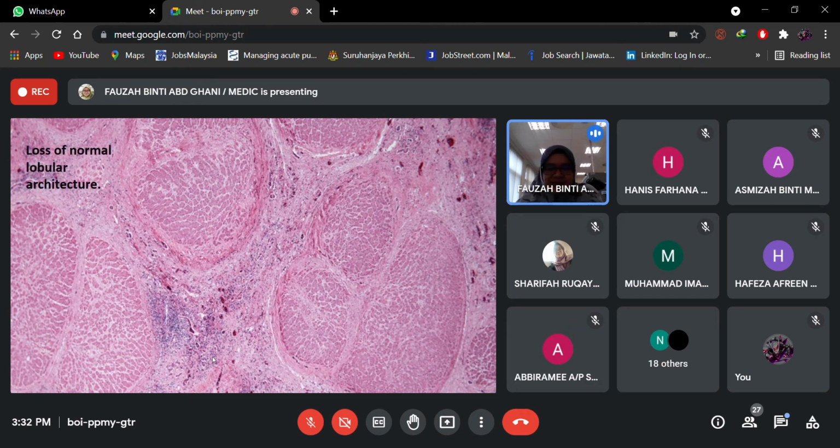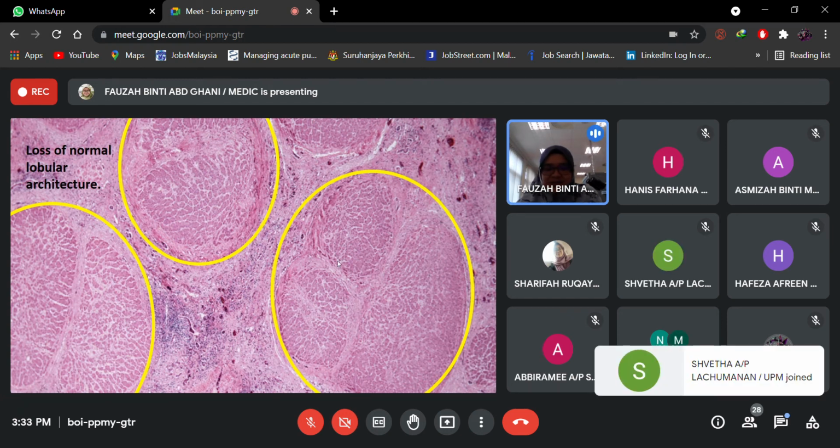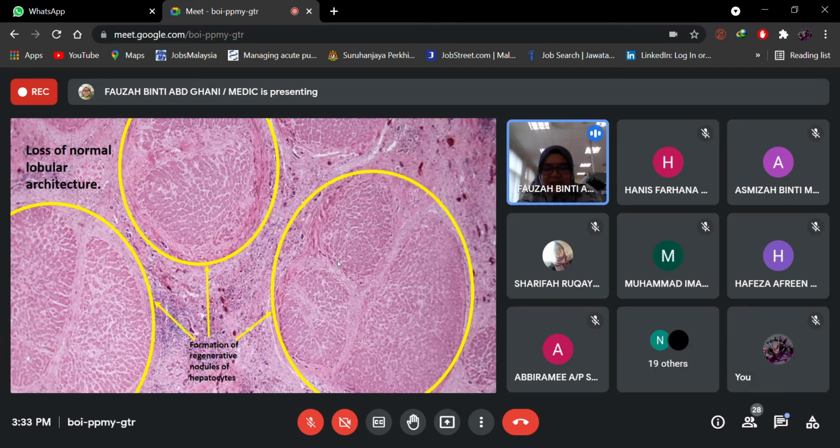Okay, so I hope we have all understood and agreed that there is loss of the normal lobular architecture of the liver, okay. Whereby we see these nodules, okay, we saw the small nodules in the macroscopic image, in the gross image of the liver, and these are actually what the nodules are under the microscope, okay. And there's another one up there which I didn't circle. So these are the regenerative nodules of hepatocytes, okay.